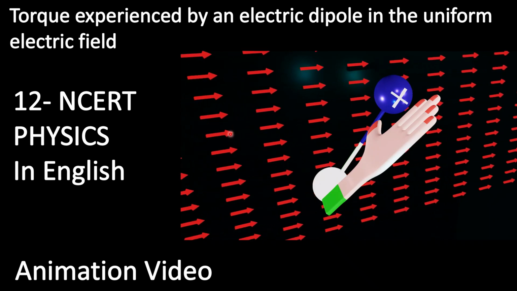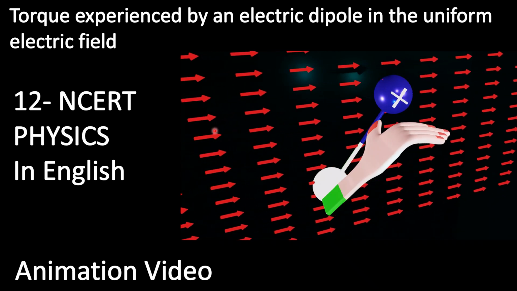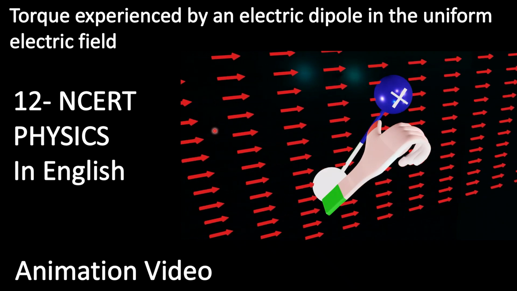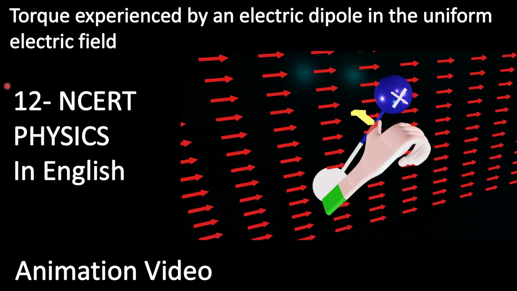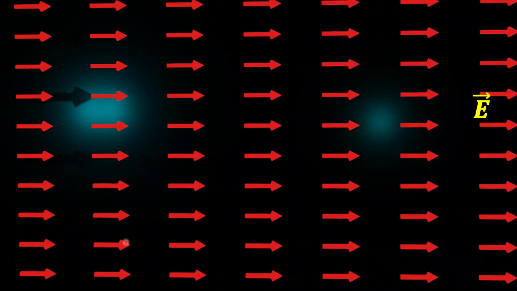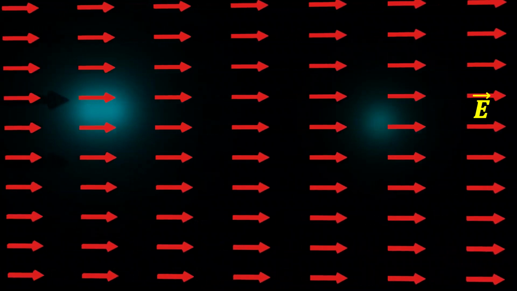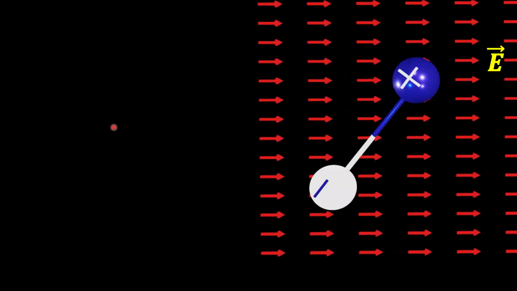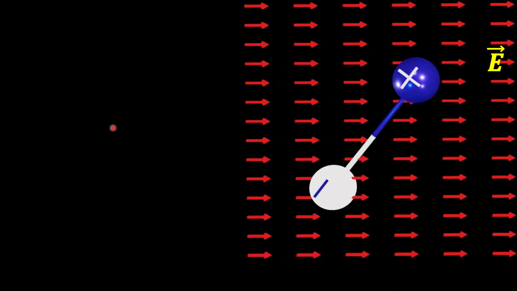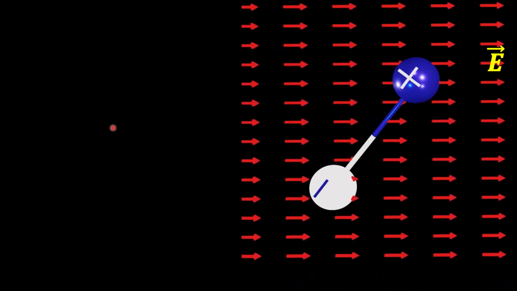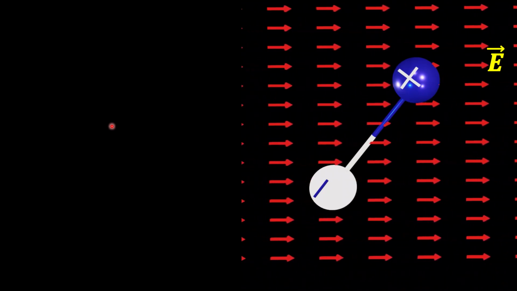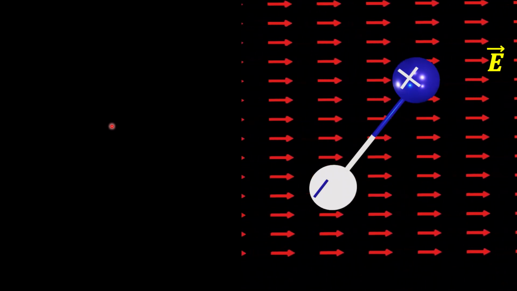In this video, we are going to see the magnitude and direction of the torque experienced by an electric dipole in the uniform electric field. Let us consider a uniform electric field. When a dipole is placed in this uniform electric field, a couple is produced. This couple will give a torque. This torque will give a force on this dipole so that the dipole will move up and down.